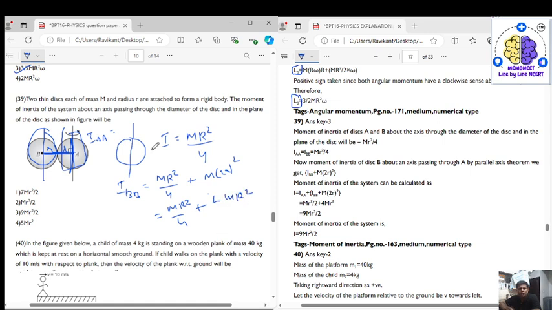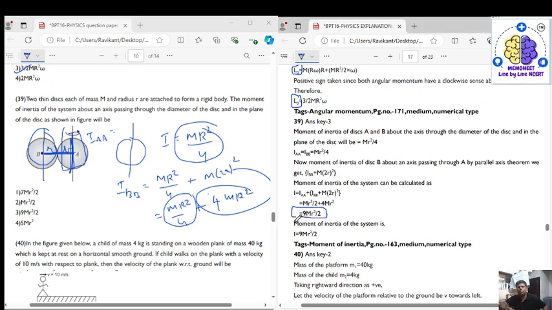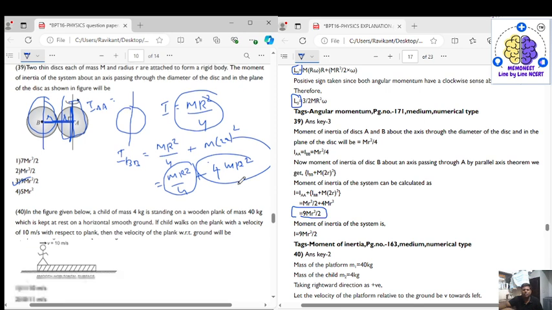So the total moment of inertia of the system will be mr square by 4 for disc A, plus mr square by 4 plus 4mr square for the second disc. Adding all the three terms, we get the total moment of inertia as 9 by 2 mr square. So the correct answer is option 3, that is 9 by 2 mr square. For the first disc, it will be mr square by 4. For the second disc, it will be mr square by 4 plus 4mr square. Adding all three, we get the total moment of inertia as 9 by 2 mr square.